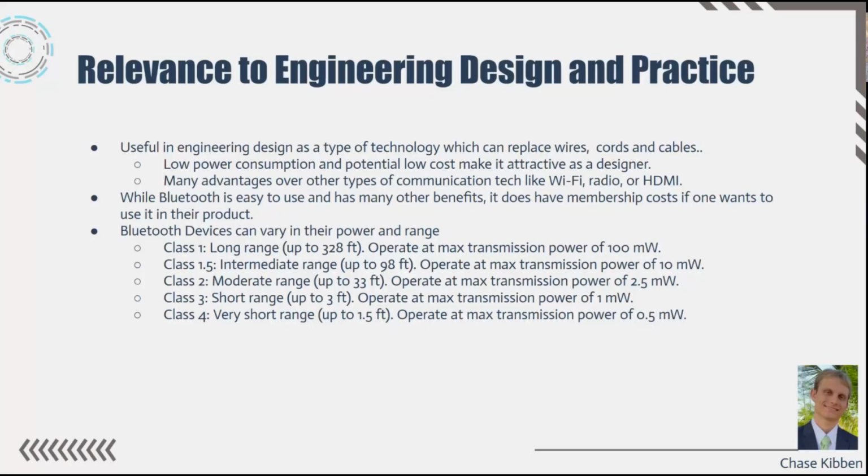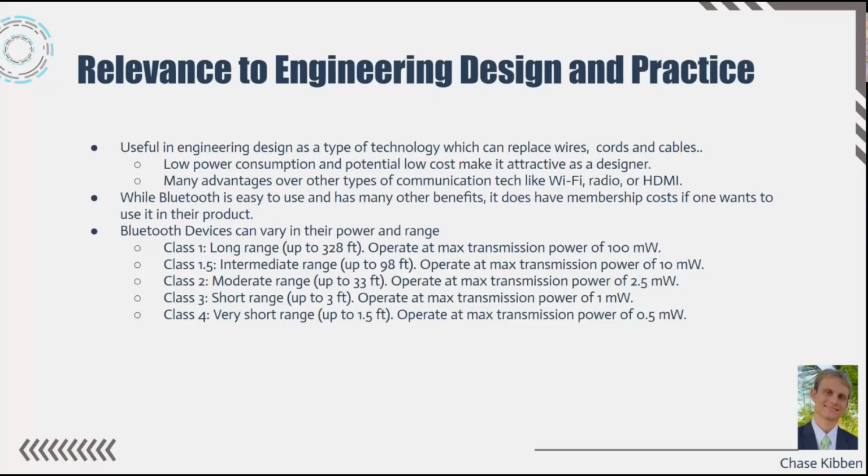Now, when an engineer decides to include Bluetooth in his or her design, the engineer has to decide what type of Bluetooth device he or she wants, since they can come in a variety of forms which vary based on their power output and range. Class 1 devices are the most long range and can reach up to 328 feet. They operate at a max transmission power of 100 milliwatts and would be useful if, let's say, you were designing a big warehouse facility and you need to design sensors which need to be connected from a long distance, and you would rather not use long cables or wires to do so.